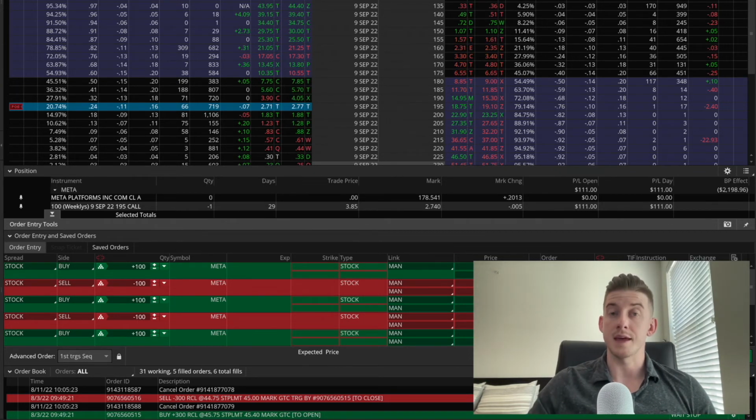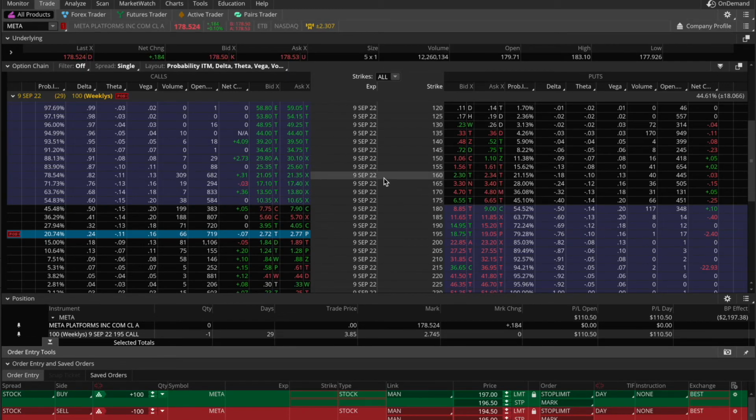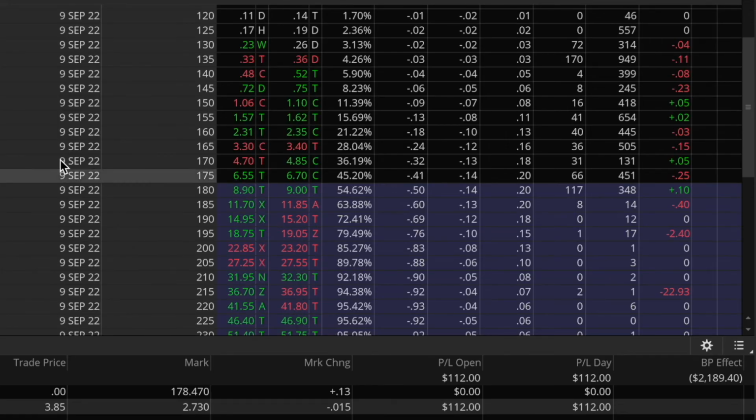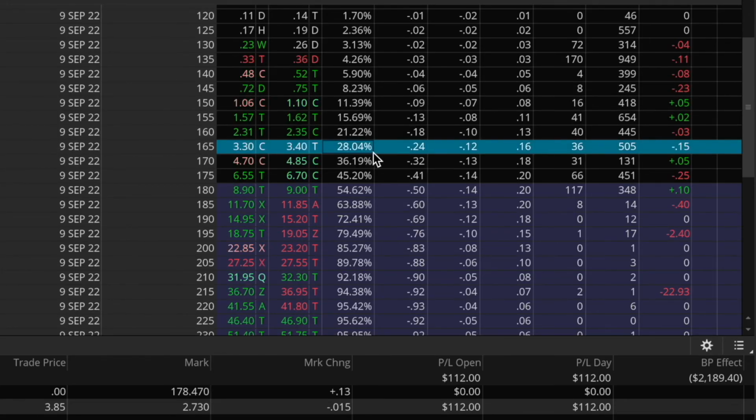And so it would be at that point where I have to start making adjustments to the position to collect more and more additional premium or additional credit. And basically the way I would do that is to sell a put option against my existing call option. For example, I could sell maybe the 165 strike put for an extra $335 in premium.